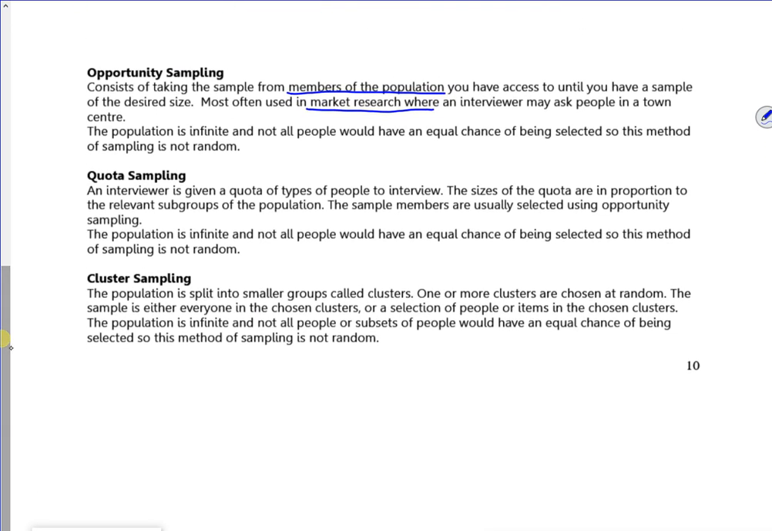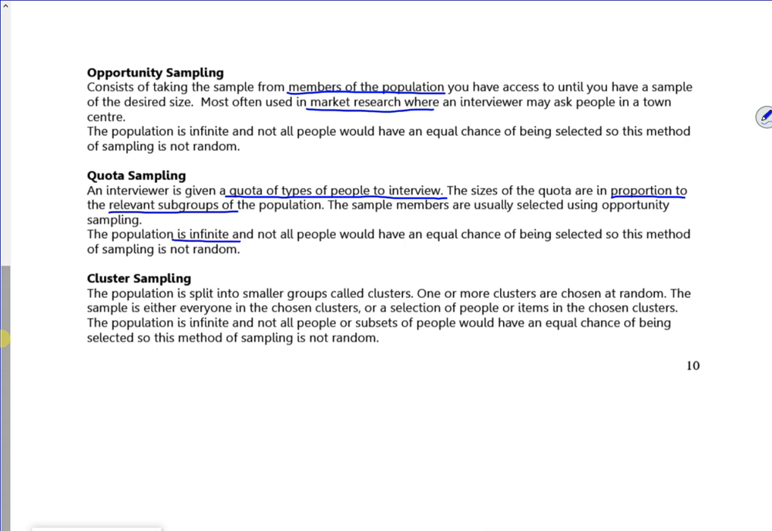You just keep asking people around you. Quota sampling says an interviewer is given a quota of types of people to interview. So, bald 50-year-old men, like me. The size of the quota is in proportion to the relevant subgroups. So you've got to know the proportions. The sample members are usually selected using opportunity sampling. Once again, it looks like market research, but you'll get some people stand there and they'll just ignore you as you walk past. And then you might walk around the corner and somebody might grab you because that person's looking for a specific criteria, and somebody else is looking for a different specific criteria. So they look for specific people and they keep on going until they've got the sample size they need, or they've been punched in the nose, whichever comes first.